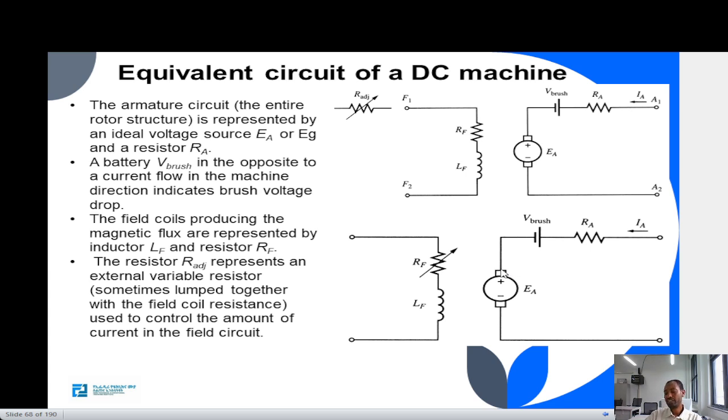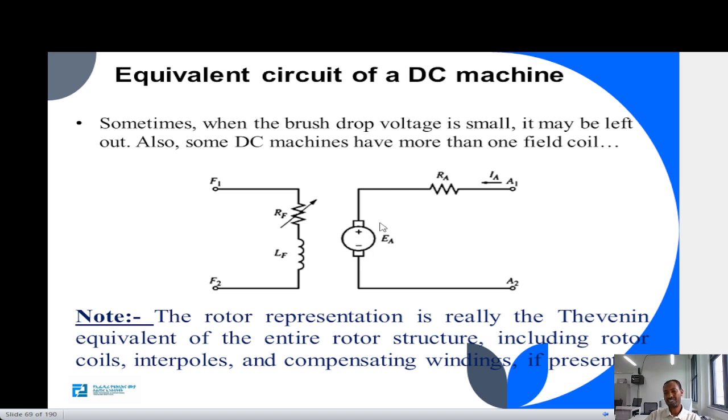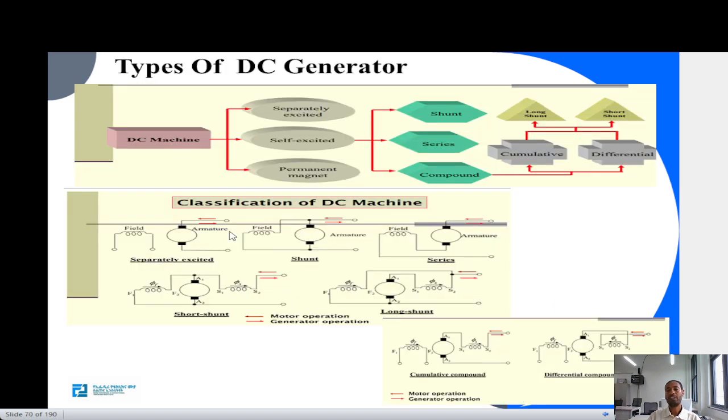And if the machine is a smaller capacity machine, sometimes we may drop this brush voltage drop. So if the voltage drop is neglected, the simple circuit for a DC machine will look like this. This is the field winding representation, the equivalent circuit, and this is the armature winding representation. We will use this circuit representation in our future applications. That's why I need to bring it here.